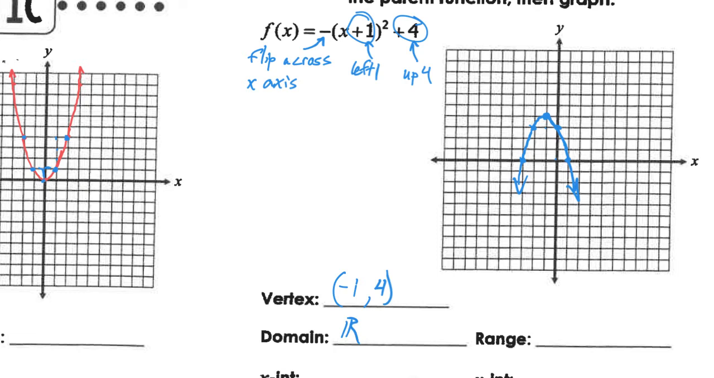The range does not continue forever up, right? It stops right there at y equals 4. So the range goes from 4 to negative infinity, but we generally start with a small number first, so negative infinity to 4. And we want to include that 4, so I put a parenthesis, but I should have put a bracket. So there's our quadratic function.